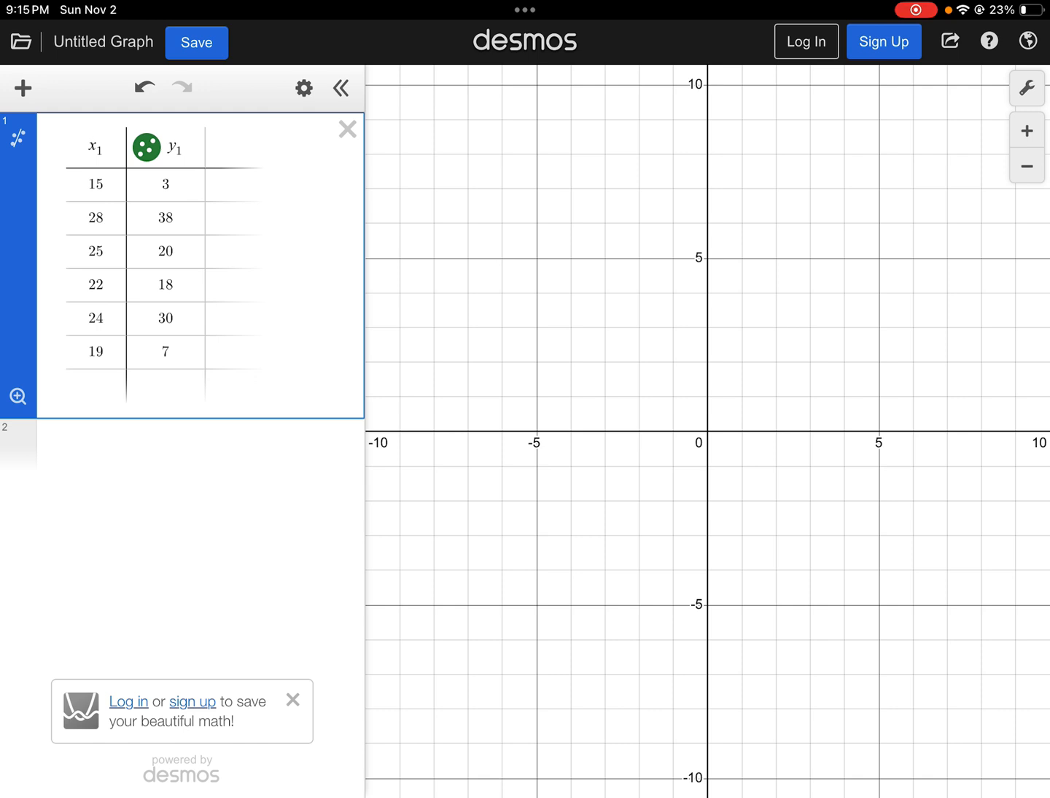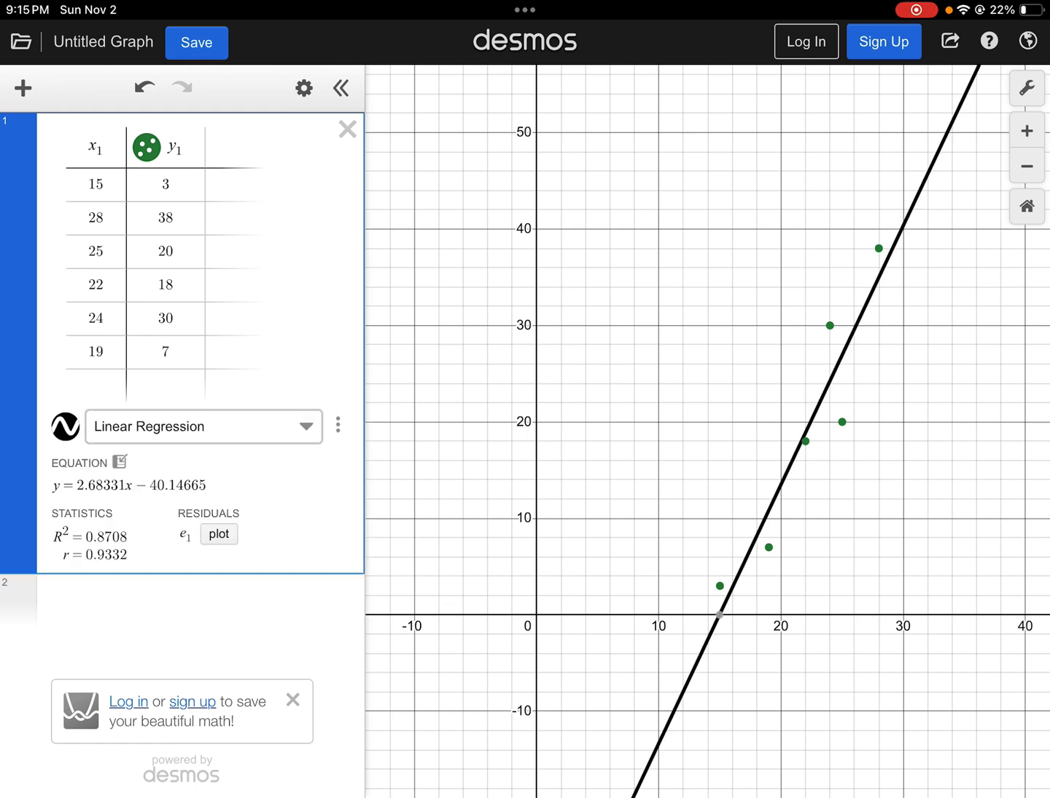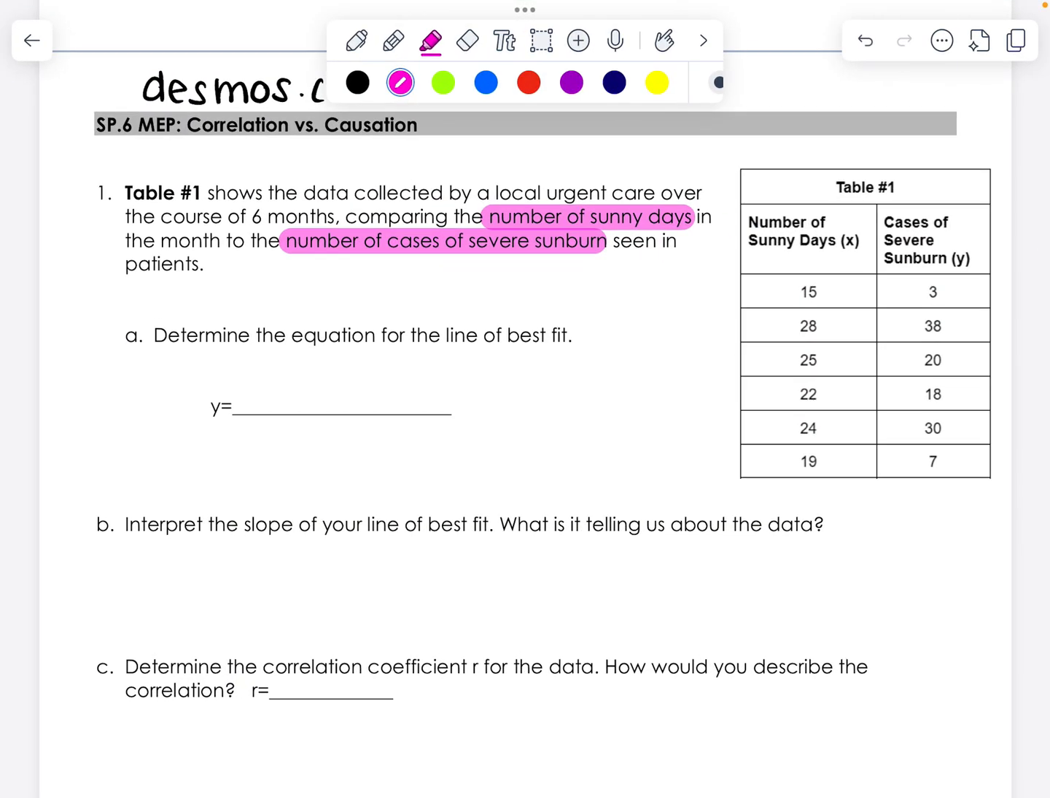All right, let's take a look. So once you have that data entered, we're going to hit the little magnifying glass, and that's going to show us our data points. And then to get the equation of the line of best fit, we hit that line with the dots around it. All right, so it looks like the line of best fit is y equals, let's round to 1 decimal place, 2.7x minus 40.1.